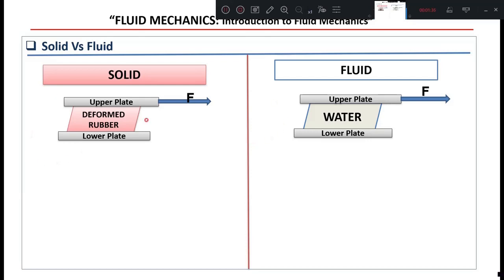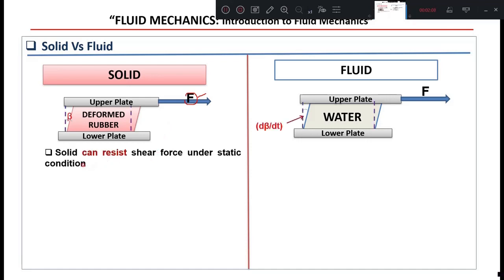So in case of a solid, under the action of shear force, that is a shear force on a solid body, the solid body deforms by a certain angle. The body will remain in the deformed state, resisting the applied shear force. Therefore, a solid body can resist the shear force under the static condition.